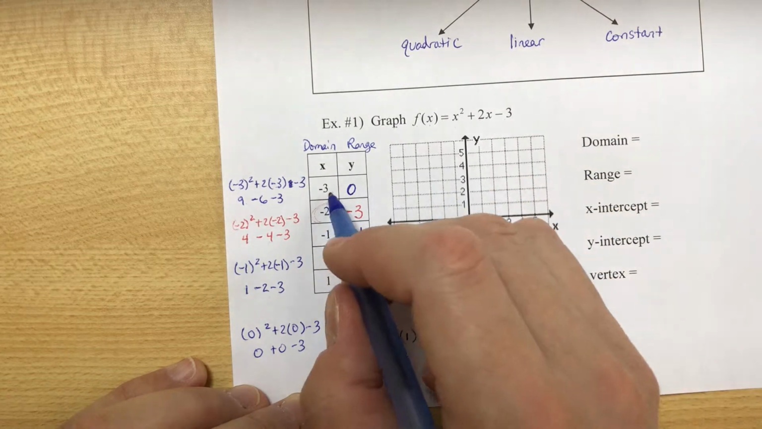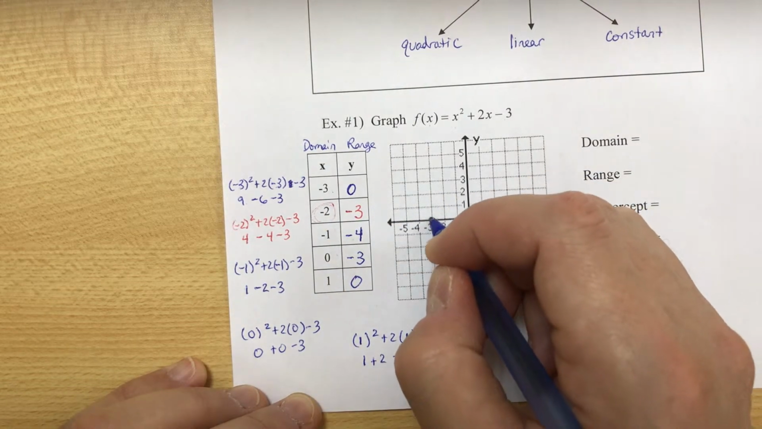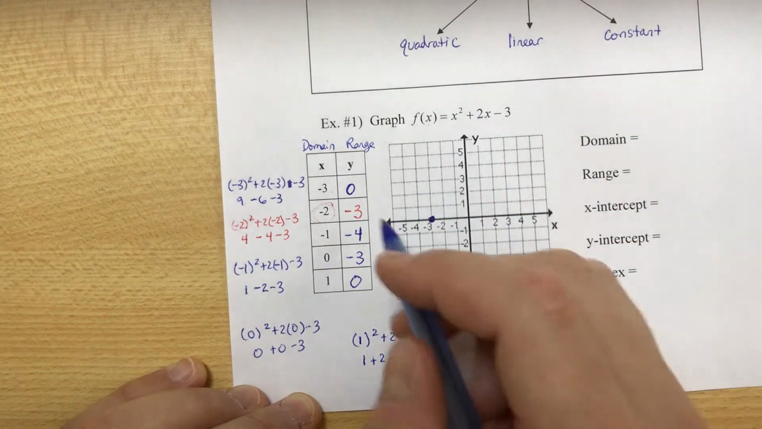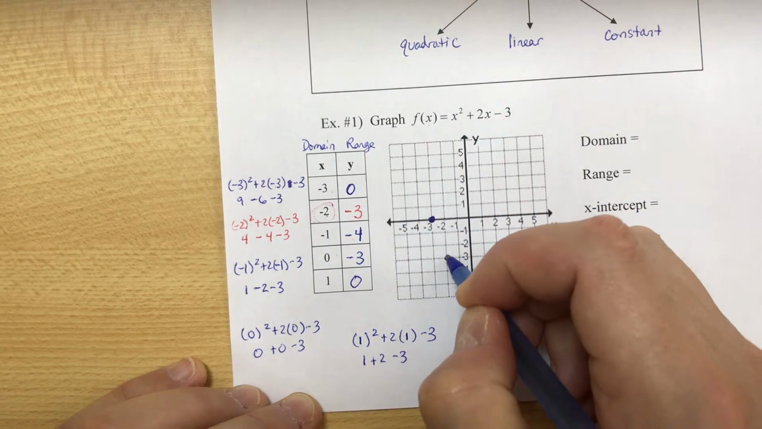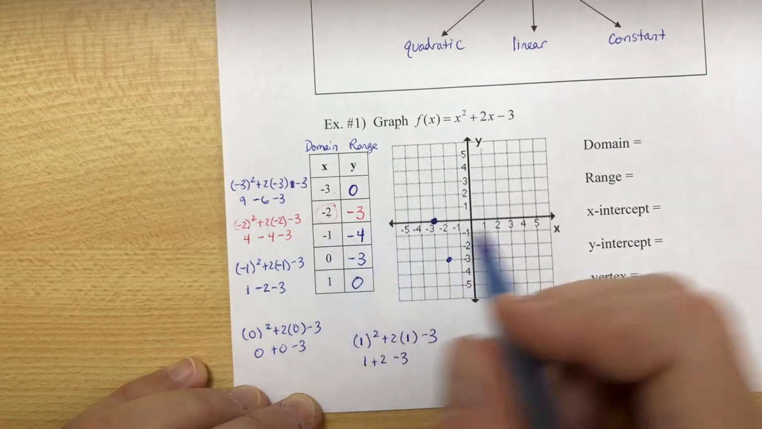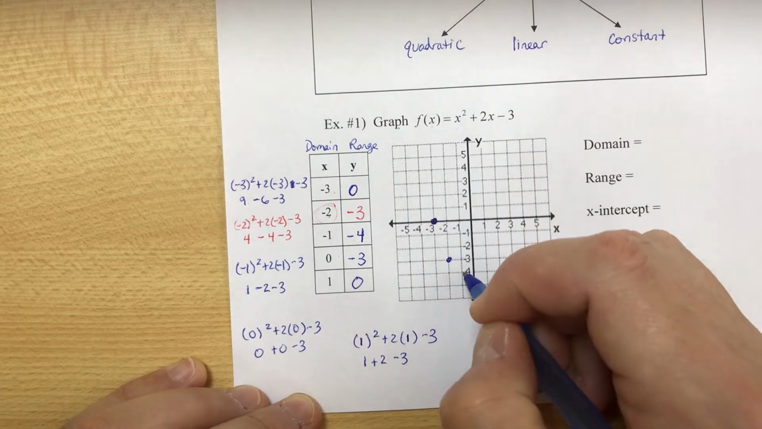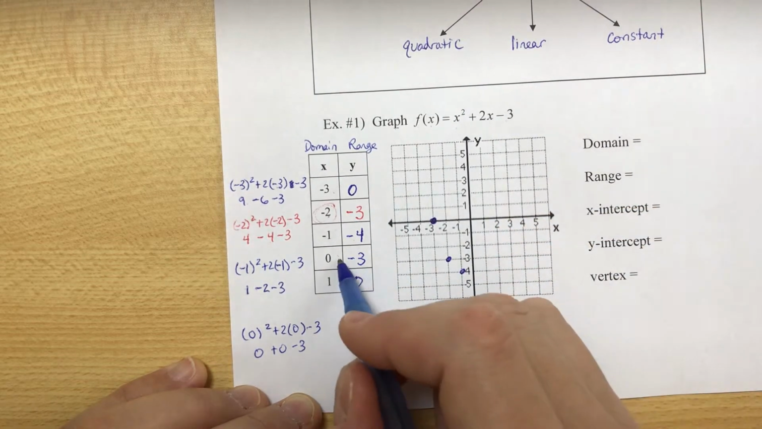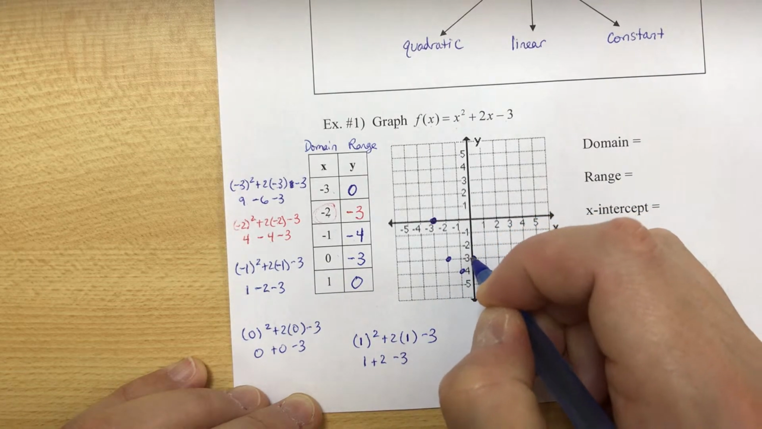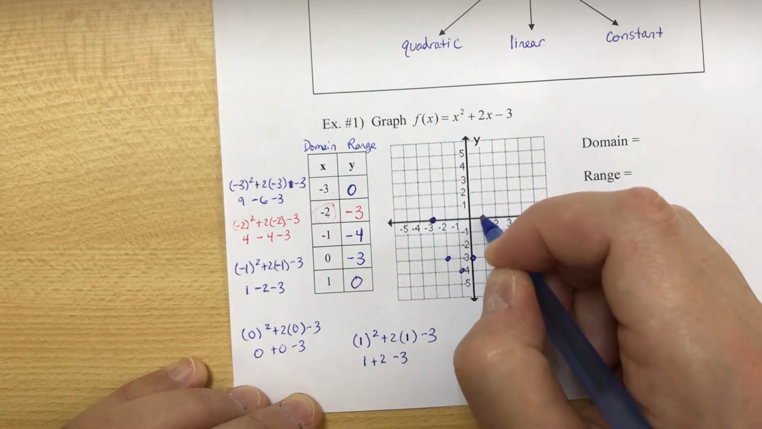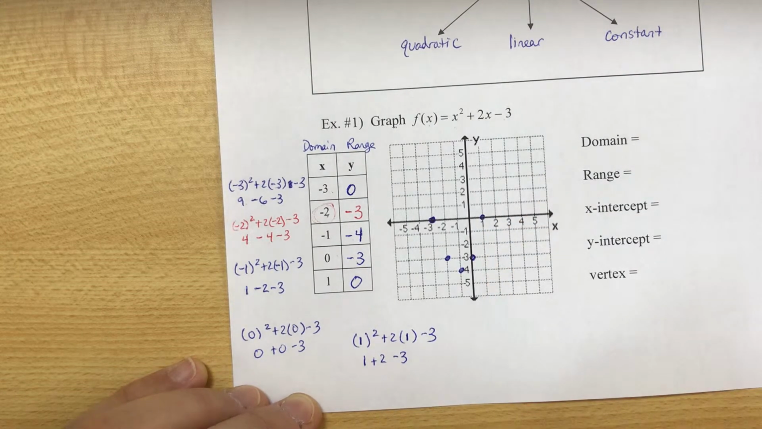All right, so what does this look like? Well, let's plot the points. Negative 3, comma 0 is on the x-axis. Negative 2, negative 3 is left 2, down 3. Negative 1, negative 4, left 1, down 4. 0, negative 3 is on the y-axis. And then 1, comma 0 is, again, on the x-axis.